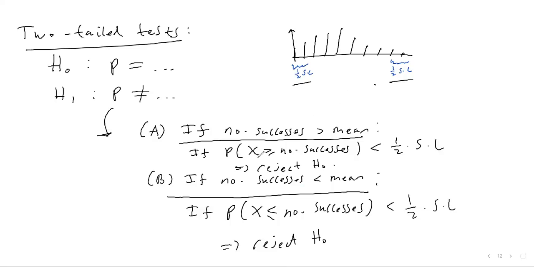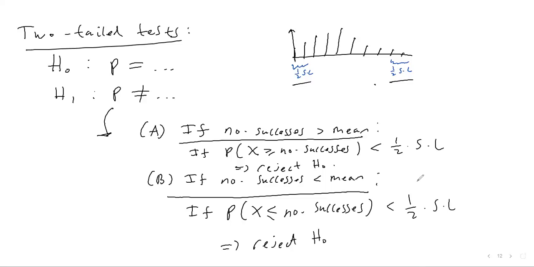So you want to calculate the probability that x is greater than or equal to the number of successes. And if that is less than half of your significance level, because again, we're splitting the significance level in half, then we reject H0. So if the probability of getting that many successes or greater was so small that it was less than half of your significance level, you reject H0.